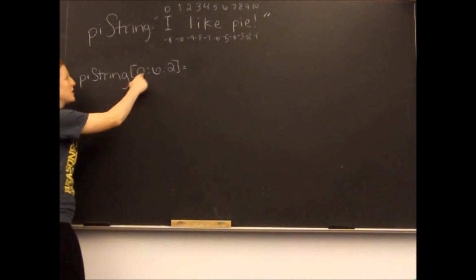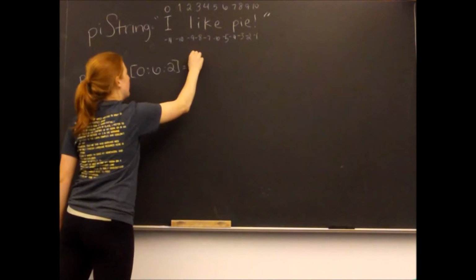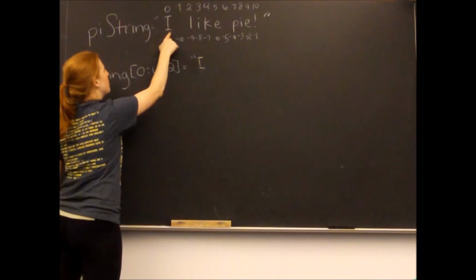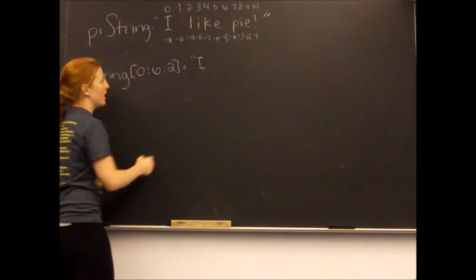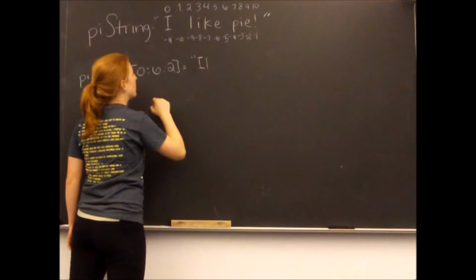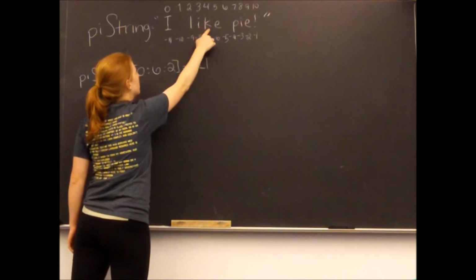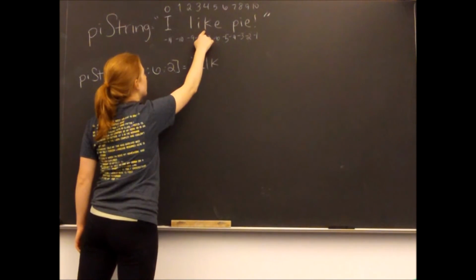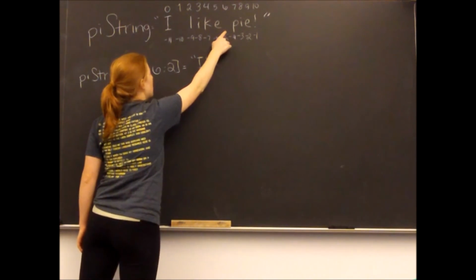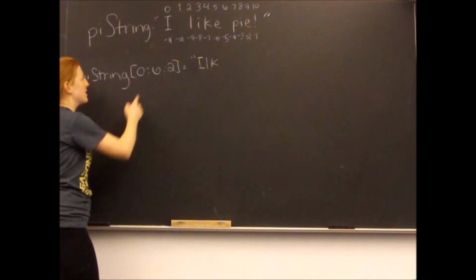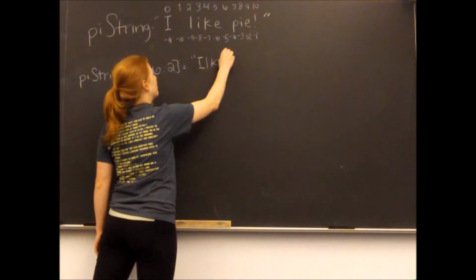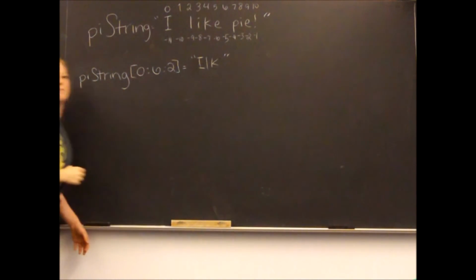We start with our first index 0 and get the capital I. Then we take a step of 2, so 1, 2, and get the L. We take another step of 2, 3, 4, and get the K. We take another step of 2, 5, 6, where we get to our endpoint. And because this is up to but not including our endpoint, we do not get that space. So this will return ILK.